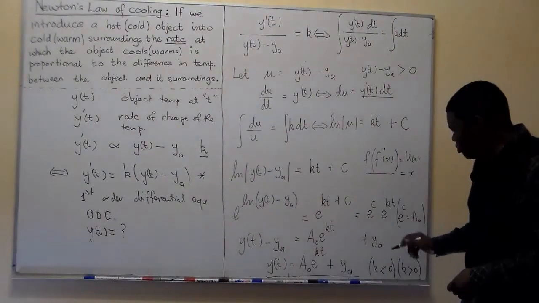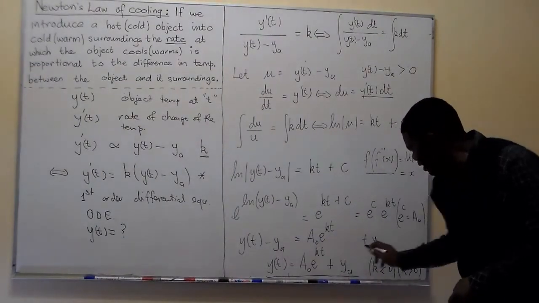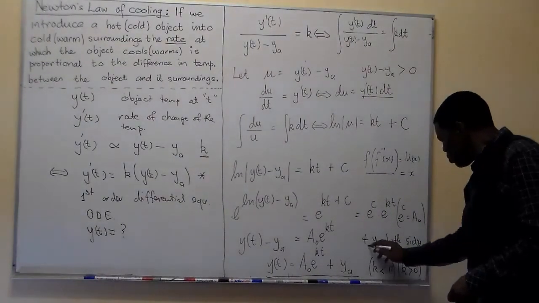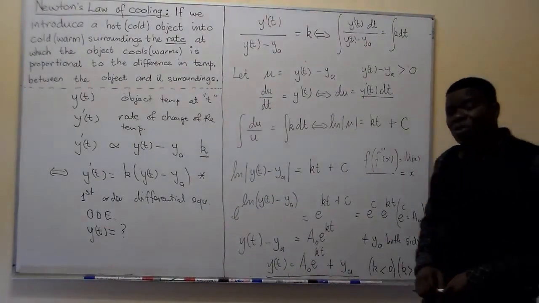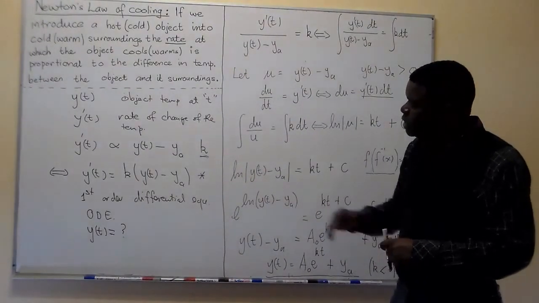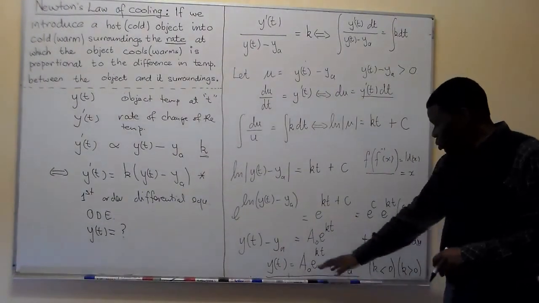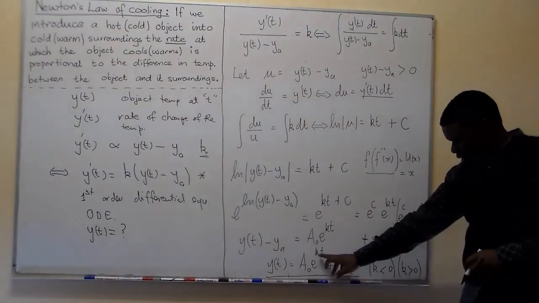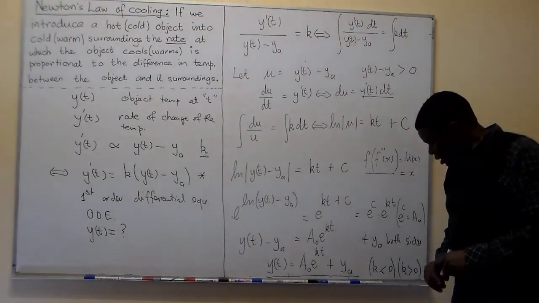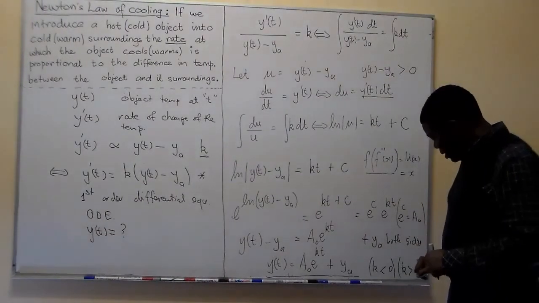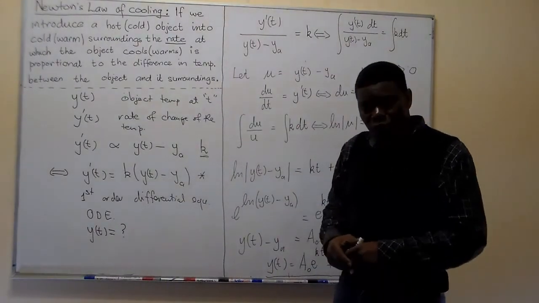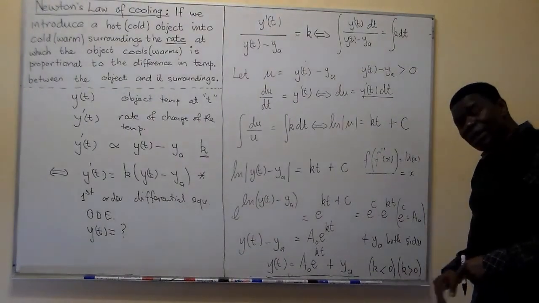Then, adding y_A on both sides, we arrive at this expression, which is actually the function of time which describes how the body temperature of the hot object is changing. And we also make a remark here that if the object was hot and is going to cool down, then this K must be less than zero to indicate decay. And if on the other hand we consider a cold object introduced to a warmer environment, we would have our K greater than 0.